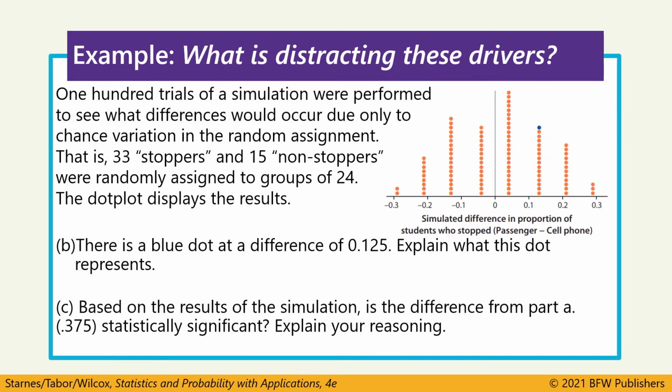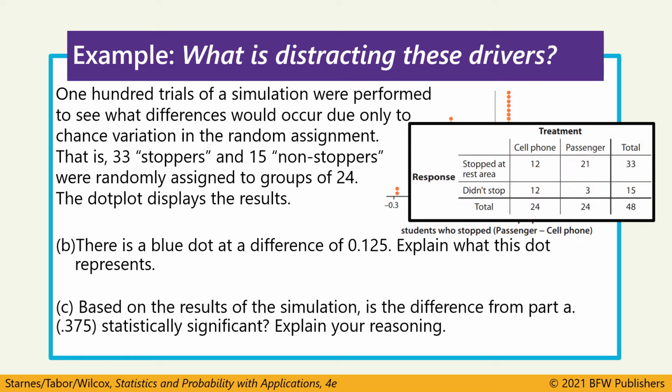So is that difference statistically significant? To figure that out, we're going to run a simulation based on the results of our experiment. So in our table here, we see that we had 48 total subjects. 33 of them stopped at the rest stop. 15 of them did not. So imagine we have 48 blank index cards. We're going to write stopped on 33 of them and didn't stop on the other 15. We shuffle up those index cards, and then we deal them into two piles of 24. We want to see how likely it is to result in something like this, where 21 of those 33 end up in one pile and not the other.